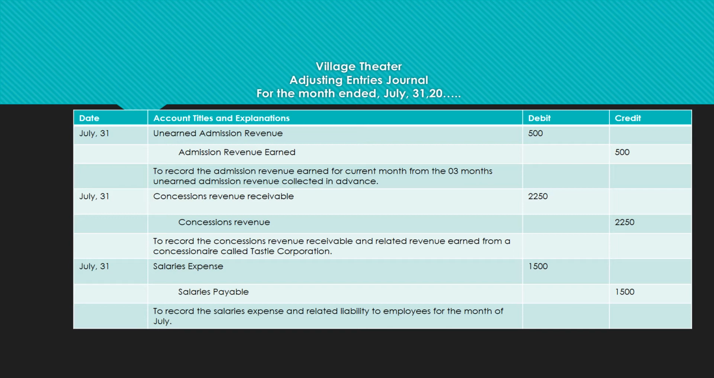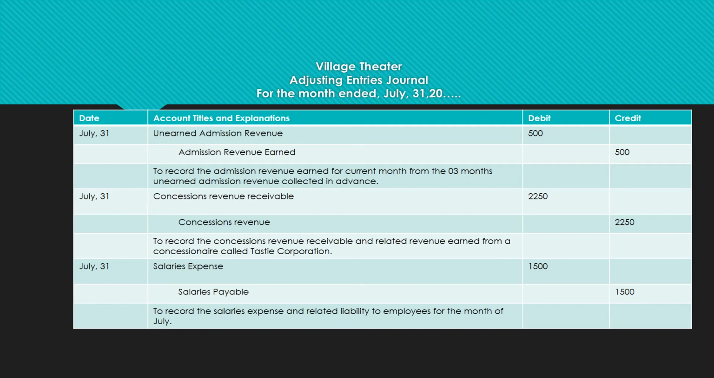Now within the Village Theatre there is a Snack Bar operated by Testia Corporation. Village Theatre earns revenue from that Snack Bar every month. For the month of July, Village Theatre has earned revenue of 2250. But the Snack Bar has not paid the amount to Village Theatre. So Village Theatre will collect that amount in the month of August. They have not yet received the amount, so they will show an amount receivable from Testia Corporation, the customer.